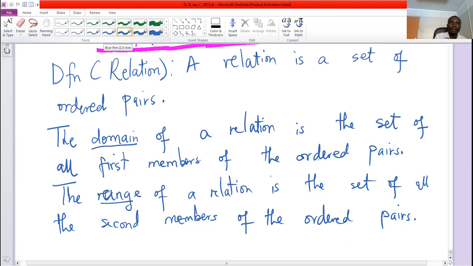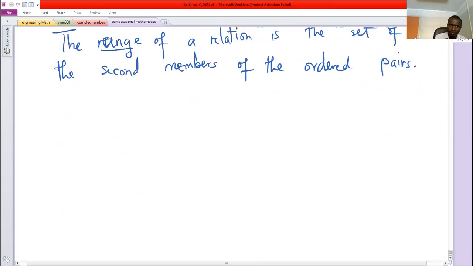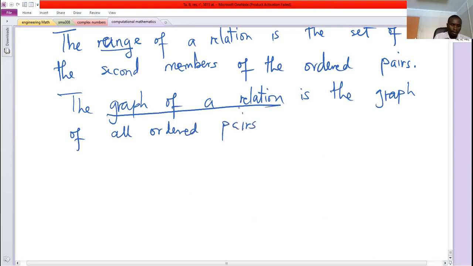And lastly, let's define what we call the graph of a relation. The graph of a relation is the graph of all ordered pairs of the relation. So those are some of the definitions.